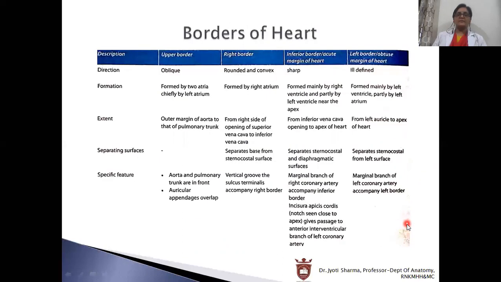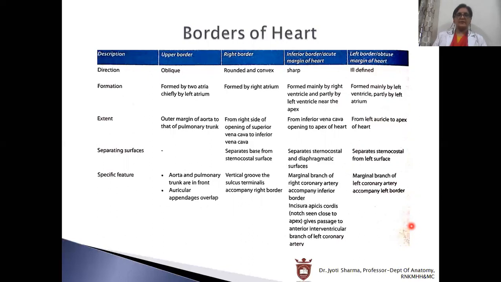At last, we see the borders of the heart. As we had seen, there are 4 borders: the upper border, the right border, the inferior border, and the left border. First of all, we see the upper border. The upper border's direction is oblique, formed by 2 atria, chiefly the left atrium. It extends from the outer margin of the aorta to that of the pulmonary trunk, and the aorta and pulmonary trunk are in front. Auricular appendages overlap it.